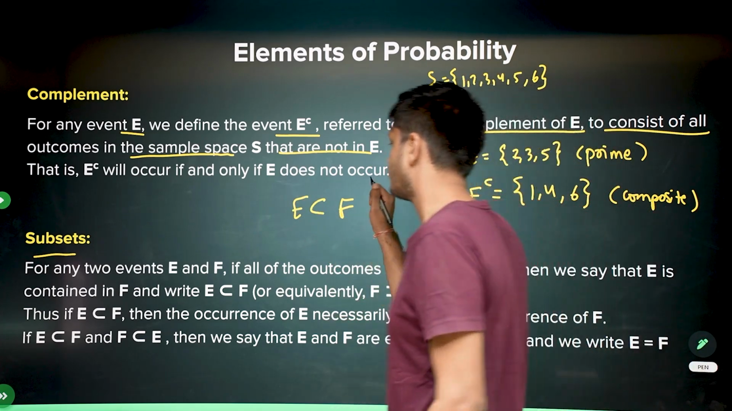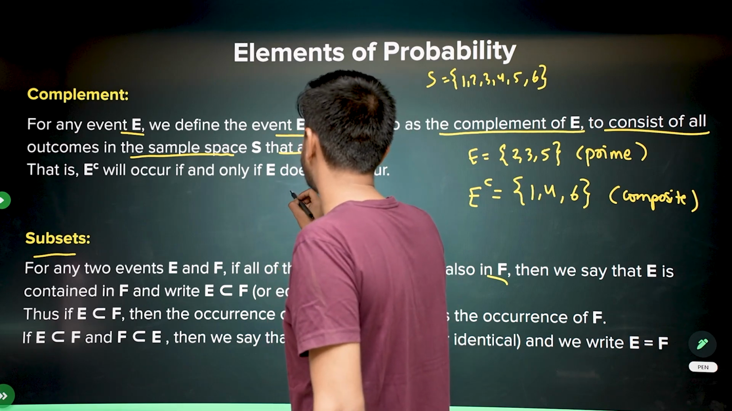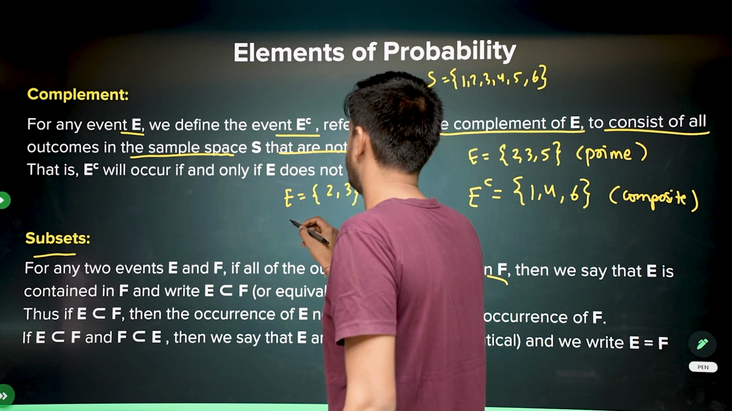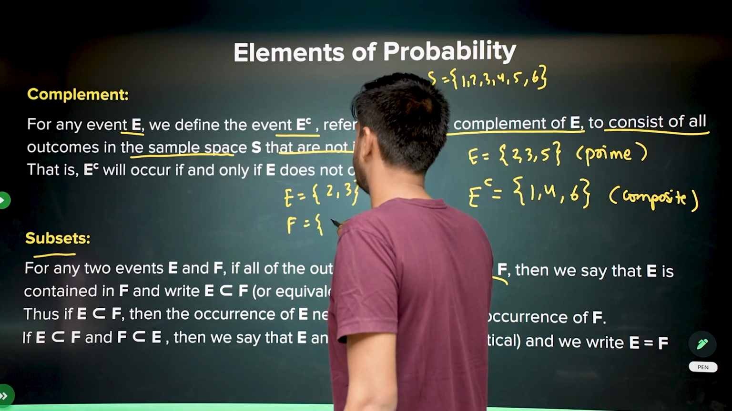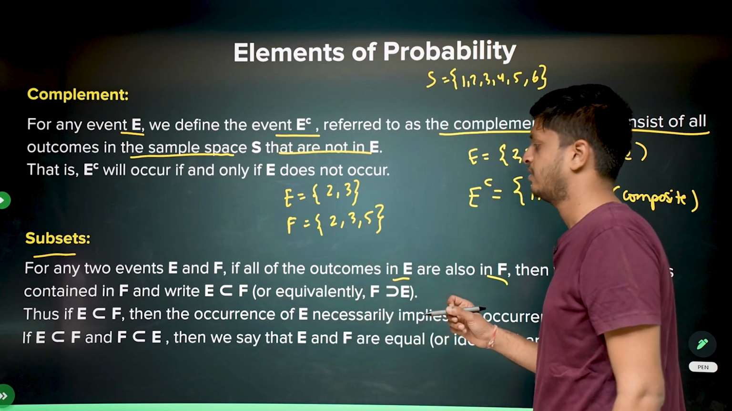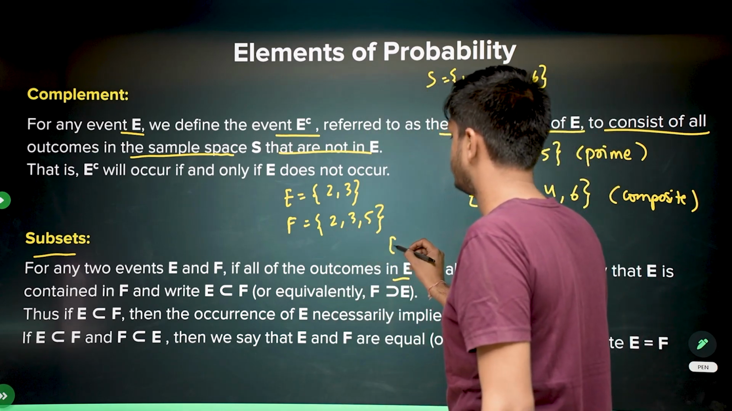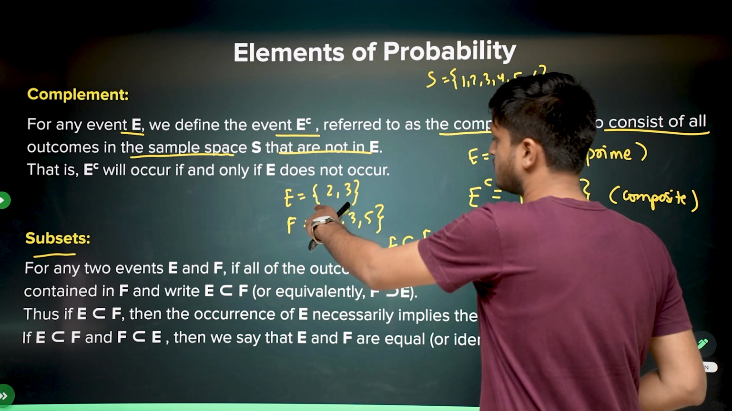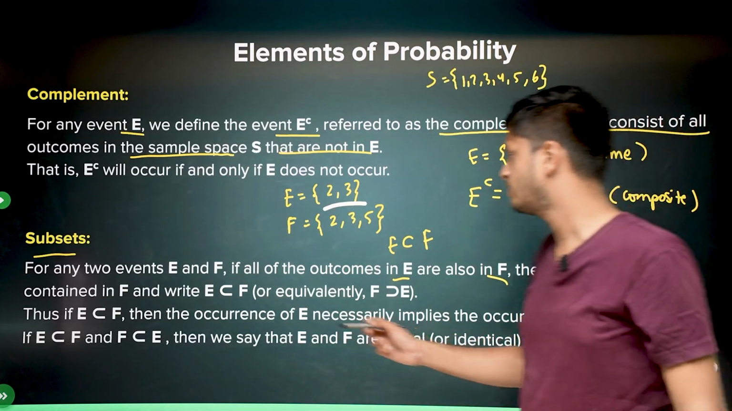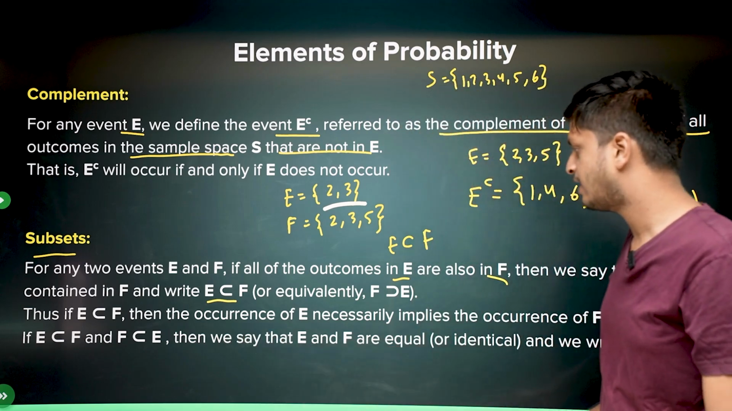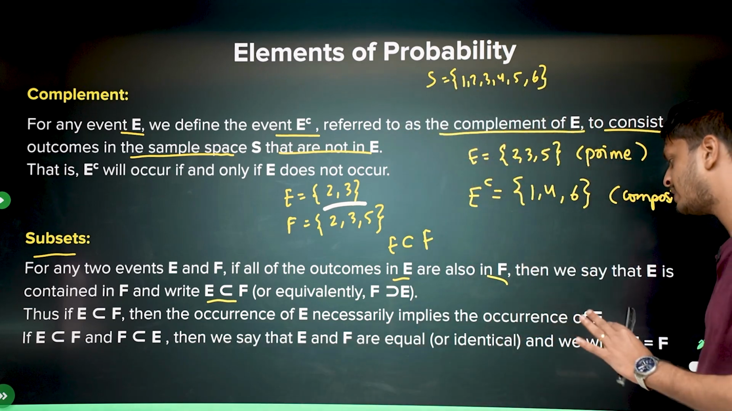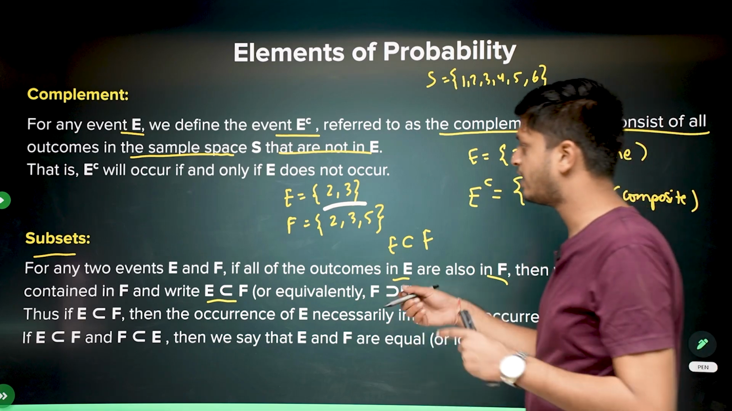So what happens? We can take an example here. Let's say the event E is getting 2 or 3. Let's say the event F is getting 2, 3 or 5. So here, event E is a subset of F. All the outcomes of E are in F as well. We denote it like this, and it says that the occurrence of E necessarily implies the occurrence of F.